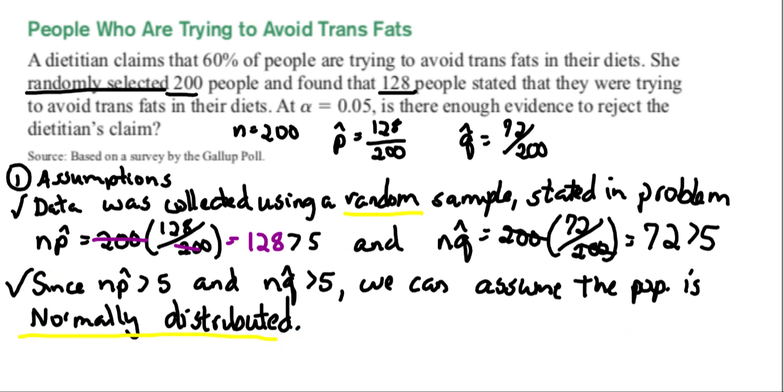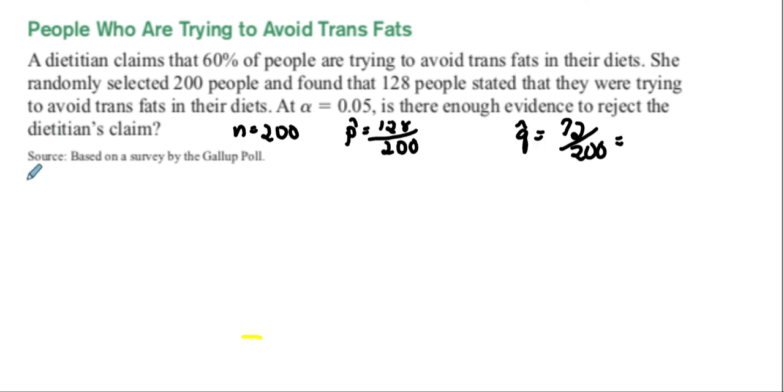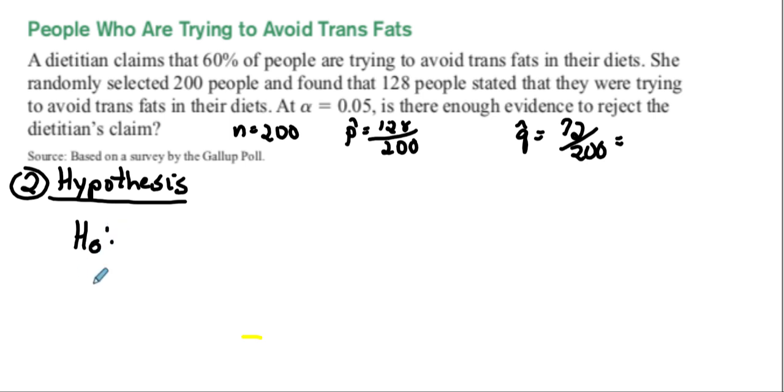For step 2, we're going to identify our hypotheses, starting with our null hypothesis. So looking at the problem, what is the claim or the thing that we're focusing on about the population? We're focusing on the proportion of people who are trying to avoid trans fat being 60%, so we write that proportion as a decimal. So our null hypothesis is p is equal to 0.06.